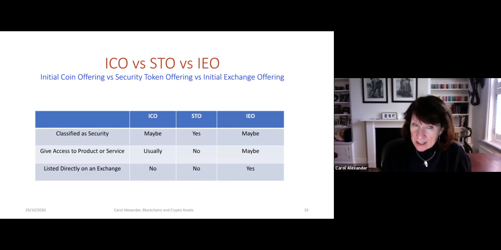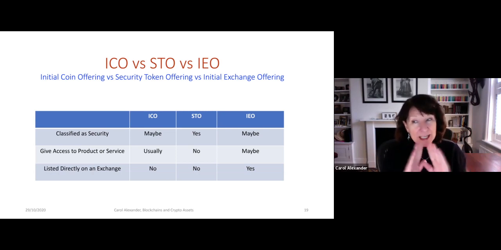Different types of ICO. As I said at the beginning, there are flavors of ICOs. There are security token offerings or initial exchange offerings. So an ICO may be classified as a security, an STO definitely is, and an IEO also. If you're going to be classified as a security, you've got a lot of hurdles to jump over, so try not to.